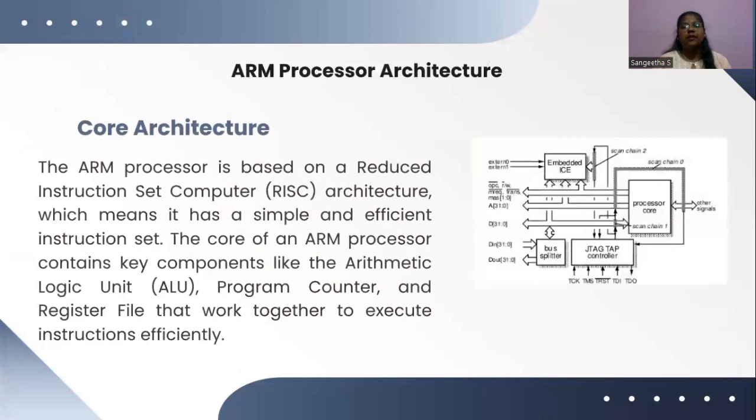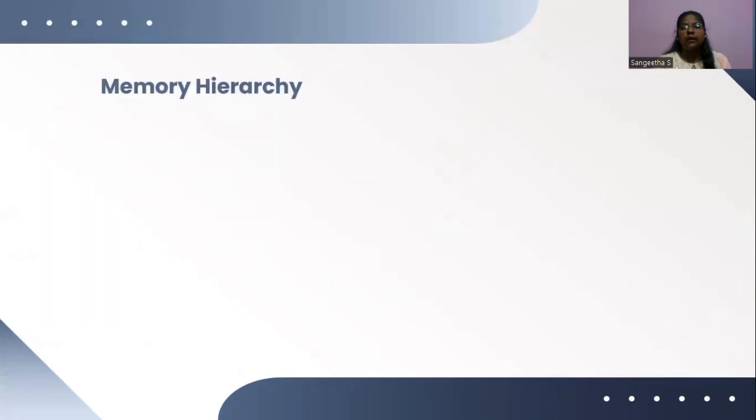ARM processor architecture, core architecture. The ARM processor is based on the reduced instruction set computer architecture. As in the beginning I have told, RISC stands for reduced instruction set computer architecture, which means it has a simple and efficient instruction set. The core of an ARM processor contains key components like the arithmetic logic unit, program counter (PC), and register file that work together to execute instructions effectively. This is about the core architecture.